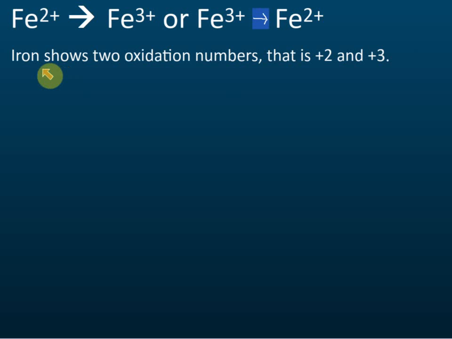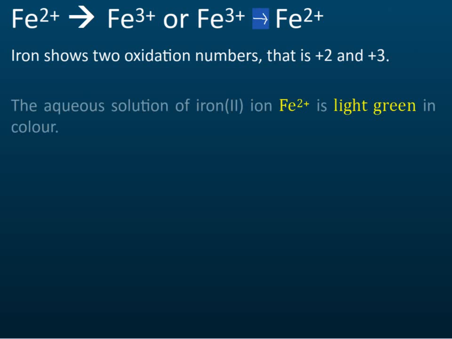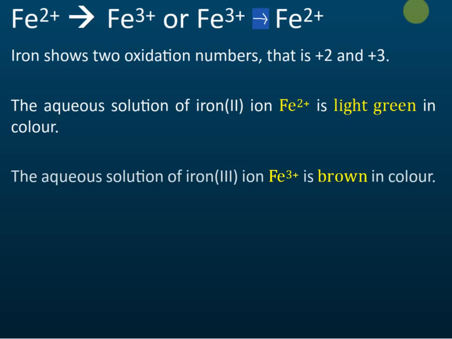Iron ions have two oxidation states, or two oxidation numbers, positive 2 and positive 3. So we have Fe2 and Fe3. The color of Fe2 is light green. You should have learned this in salts. So the color of Fe2 is light green, and the color of Fe3? Can any of you tell me? Fe2 is light green, Fe3 is brown in color. So Fe2 is light green, and Fe3 is brown.